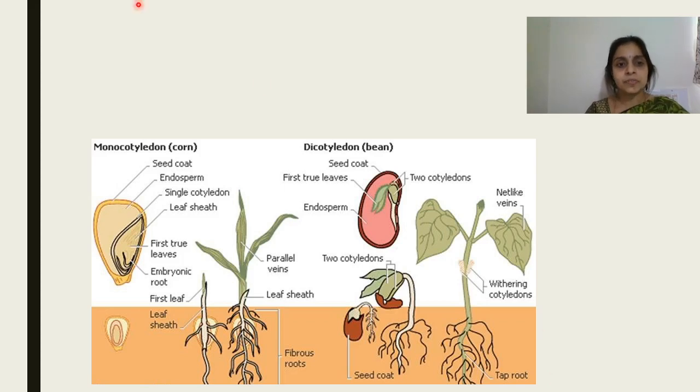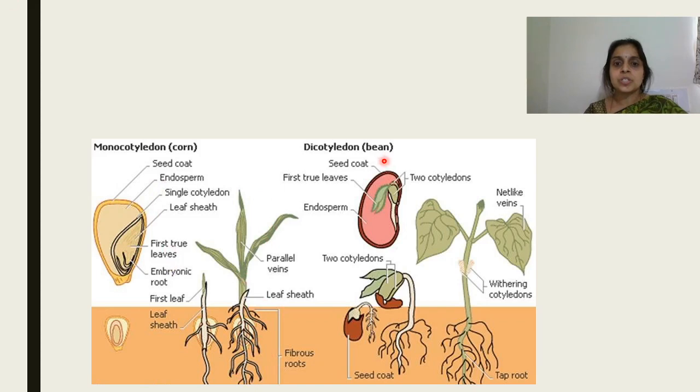You can observe this in the figure. In the monocotyledon, you have a seed coat, endosperm, and a single cotyledon. They have a leaf sheath, and you can see the first leaf and the embryonic root. This is the first leaf which has emerged, and see the leaf sheath. The leaf has parallel venation, very much straight. And the root is a fibrous root. So they have a single cotyledon.